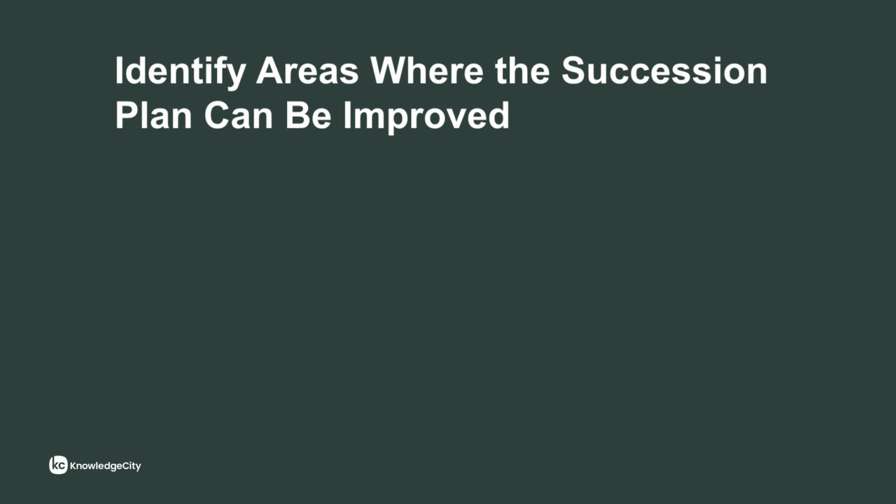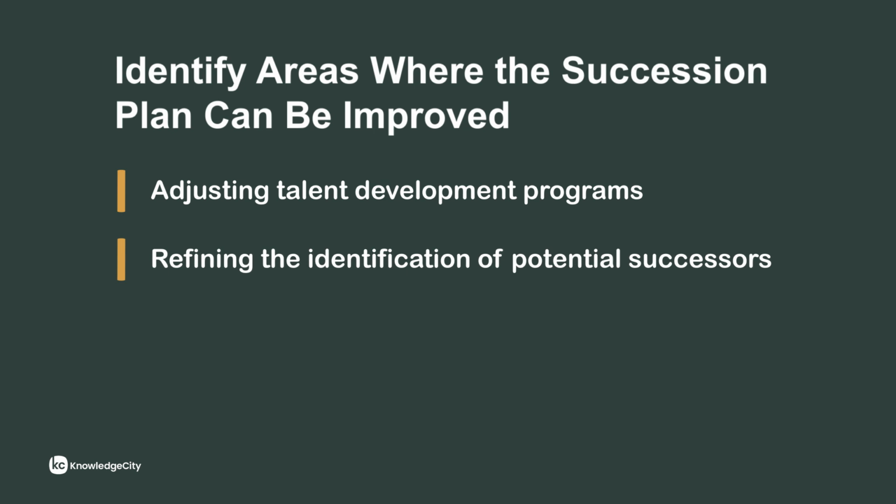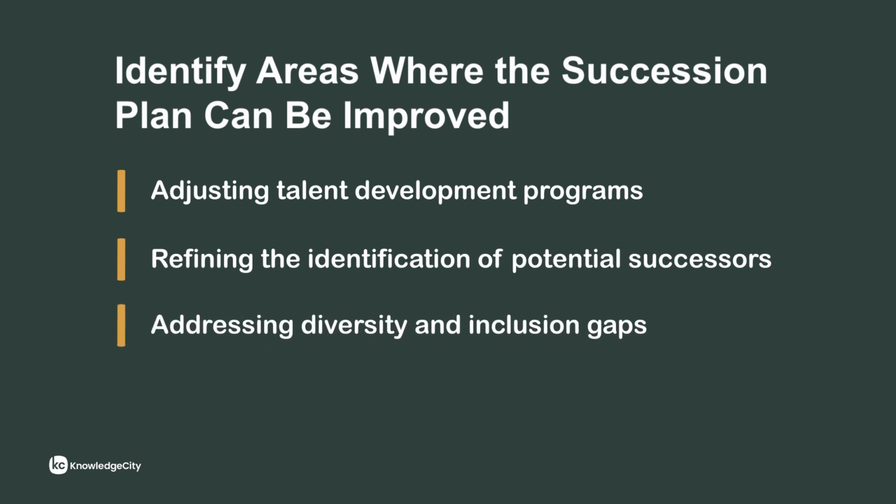Identify areas where the succession plan can be improved. This could involve adjusting talent development programs, refining the identification of potential successors, or addressing diversity and inclusion gaps. Succession planning is an ongoing process. Monitor the selected metrics and progress, and adjust the plan to ensure continuous improvement and alignment with organizational goals.